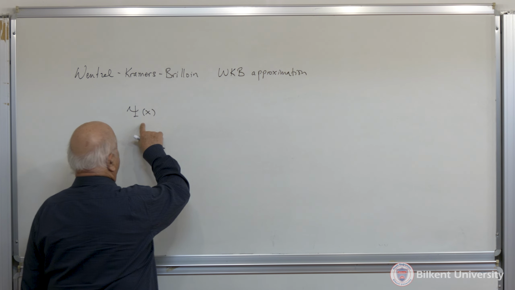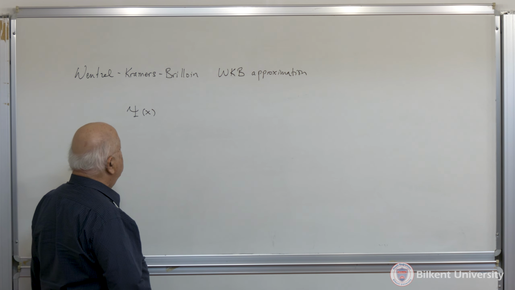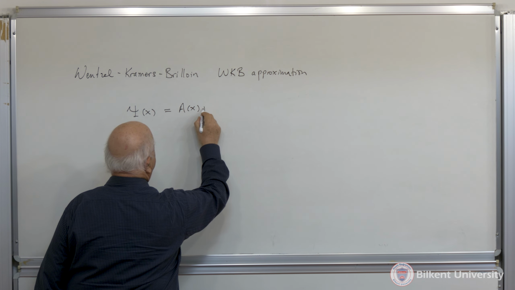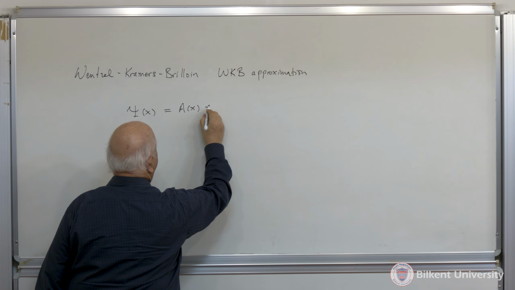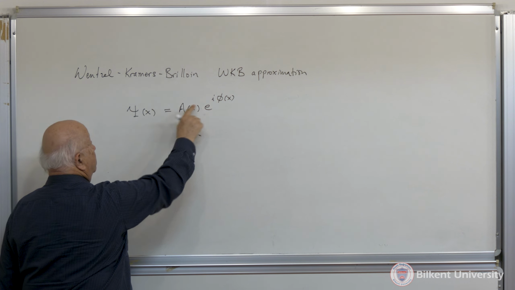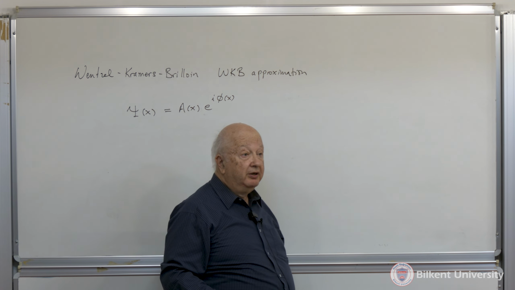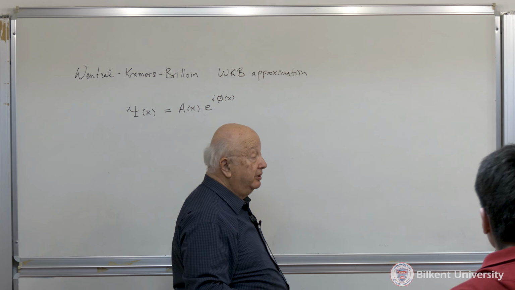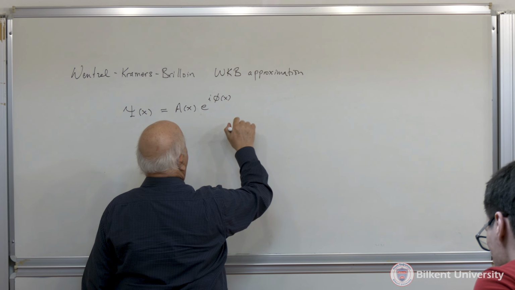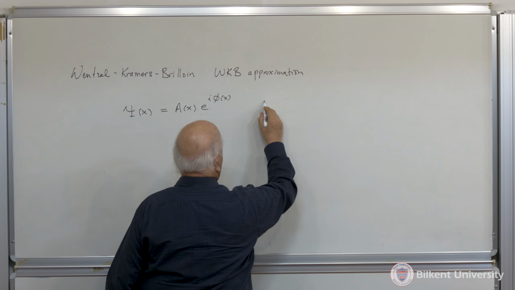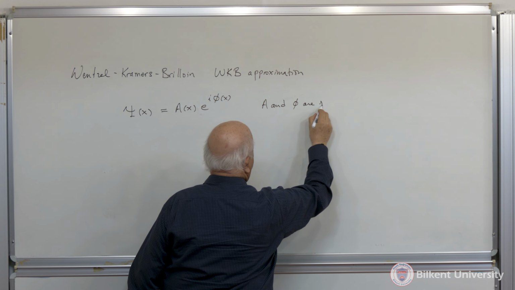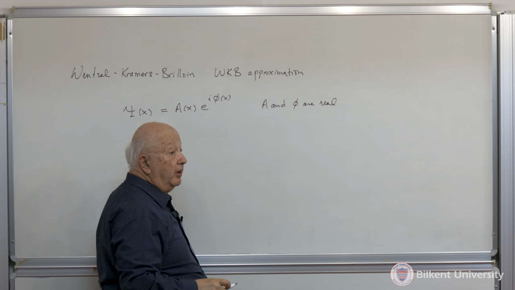Now remember that this is a complex function. What we do is we write this as A of x times e to the i phi of x. Okay, so any complex number you can write as a magnitude and a phase, right? So it will be a function of x, obviously. And A and phi are real numbers, okay?